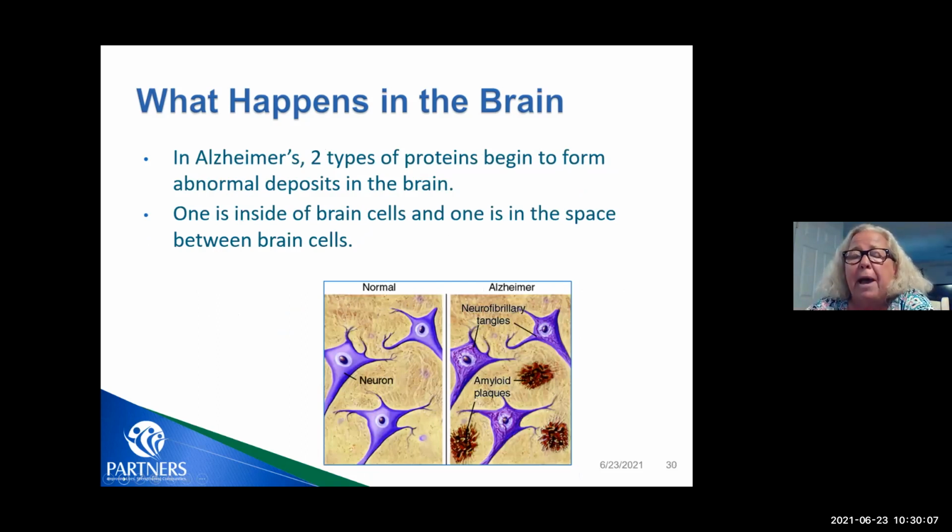People have questions about what happens in Alzheimer's, and I'm going to go through a fairly simple explanation of it. But basically what happens in Alzheimer's is two proteins normally found in the brain start to act abnormally, and they cause toxic changes and changes that interfere with communication in the brain and damage brain cells. One is inside of the brain cells, and the other protein is in the space between brain cells.